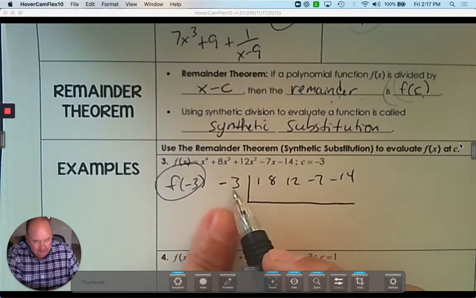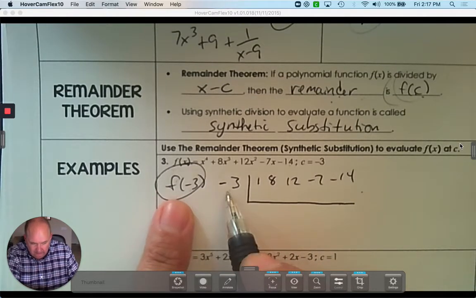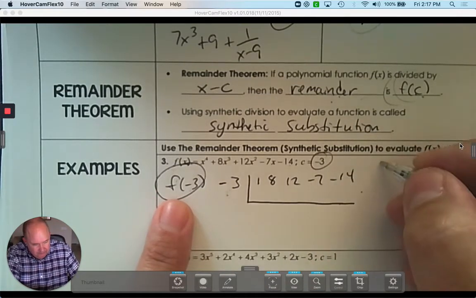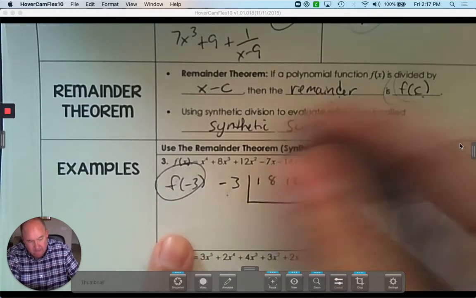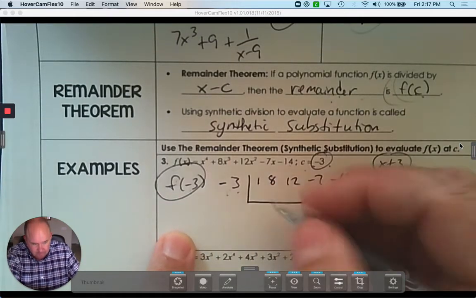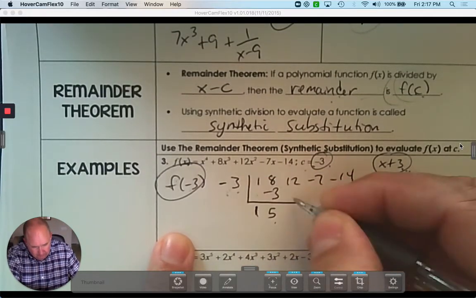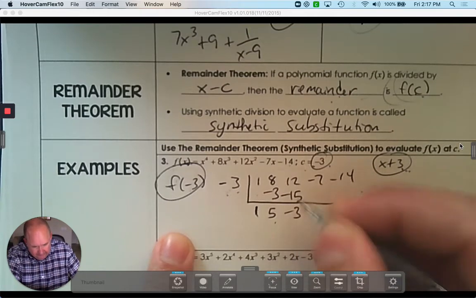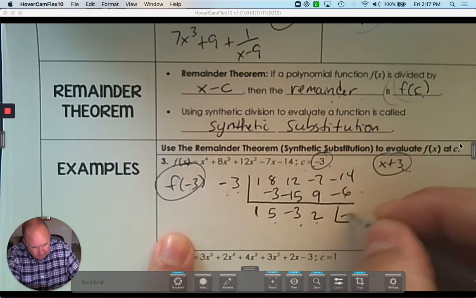So start and use synthetic division, use -3. Don't change the sign. If this said x plus 3, then you could change the sign. But for this, when c equals -3, the sign stays the same. 1 plus nothing, multiply, add, multiply, add, multiply. And then again, I'm just following it through.